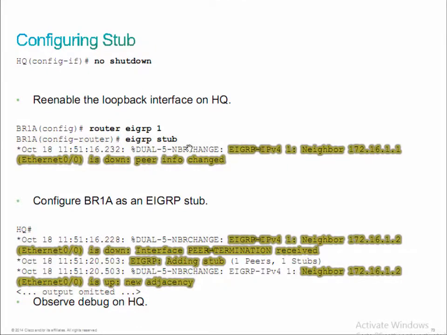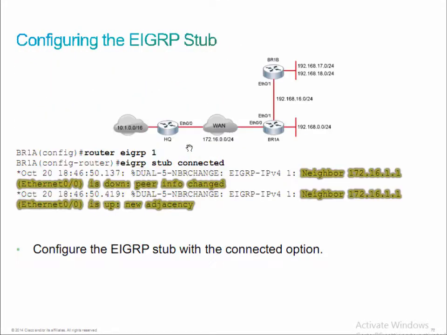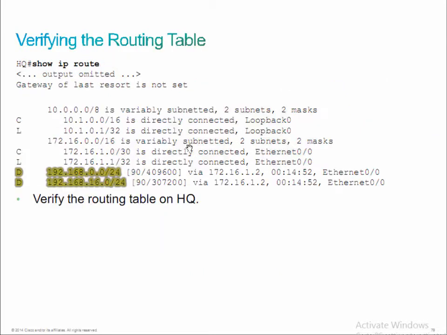All right, let me kind of scroll through here, all the little steps that we did. There's our stub connected. There's our show IP EIGRP neighbor detail, show IP route.